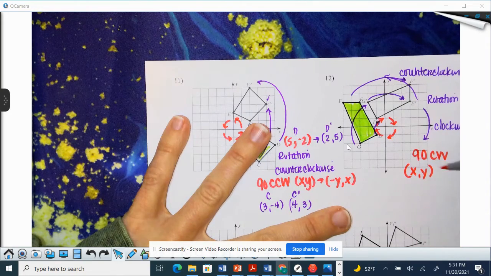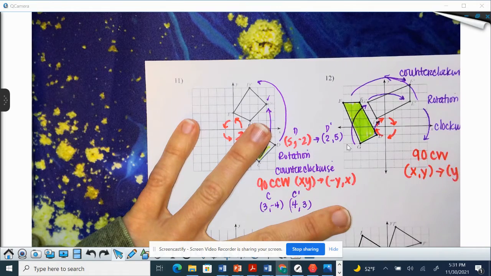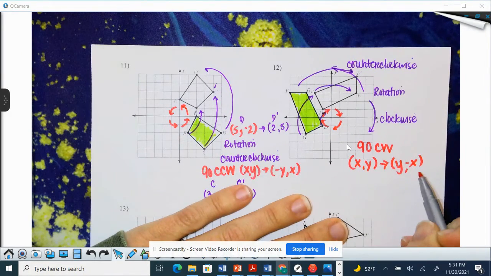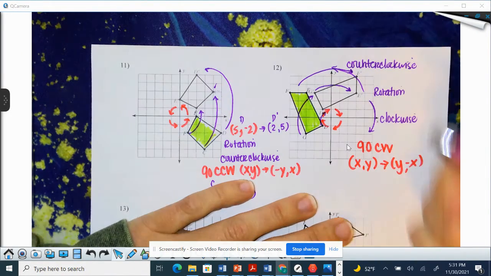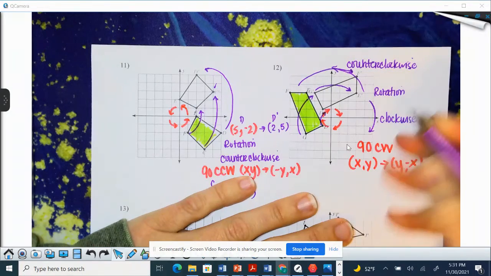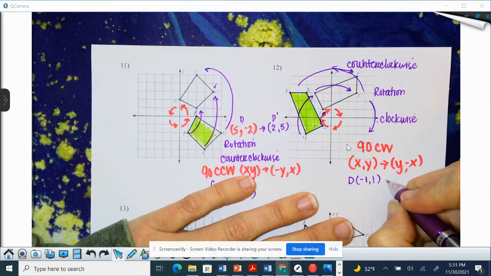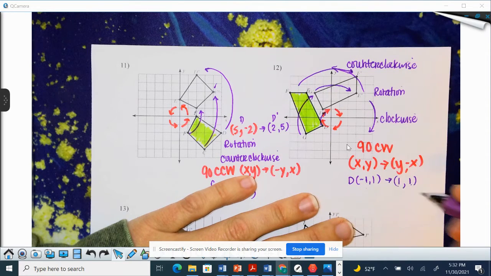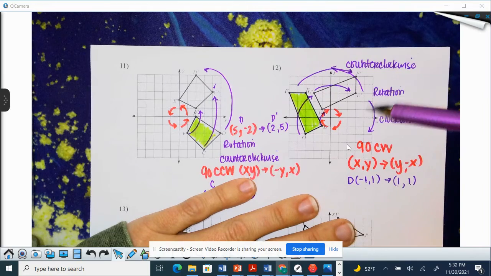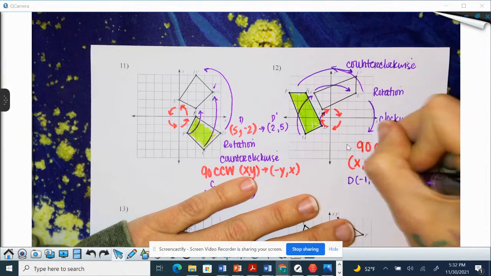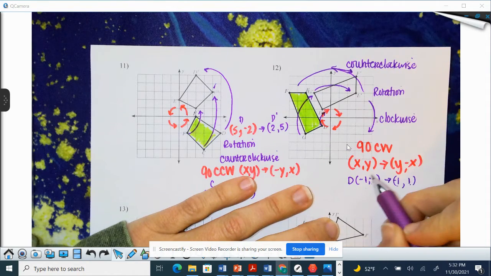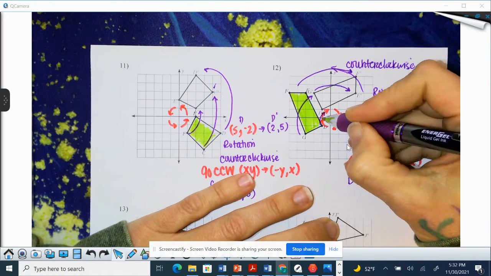But it means x, y is going to become y, negative x. So opposite of what we did the last time, they are going to flip, but the second number's sign changes. So we're going to pick a coordinate. Let's go with D, which is negative 1, 1. If we switch that, it's going to be positive 1, 1, because we switch their places, and that negative 1 becomes positive in that x spot. So D prime should be 1, 1. And in this case, whoops, that should be a negative 1. D is negative 1, negative 1, which means it would be negative 1, positive 1, because this y would move to the front, and that would switch. So negative 1, positive 1.